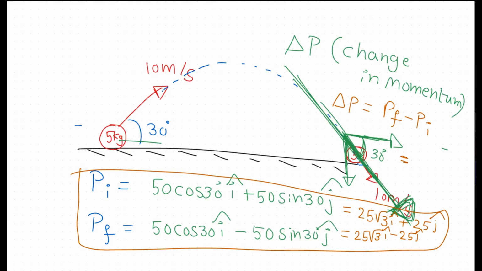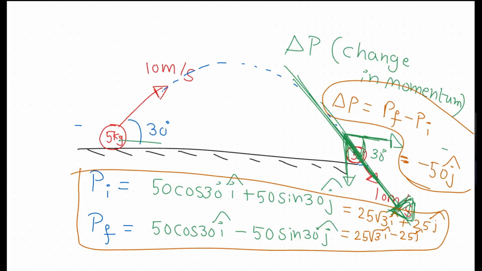25 root 3 i cap, 25 root 3 i cap. What will happen, Arpita? What is the total change in momentum? Sir, minus 50 j cap. Minus 50 j cap, correct or not? So what do you observe? There is no change in momentum along the horizontal direction. That is what we learned in projectile motion.